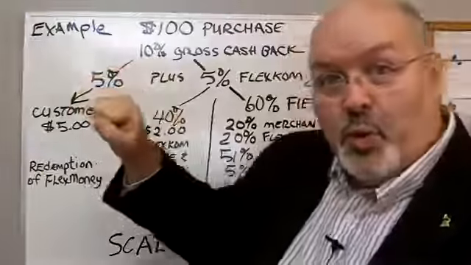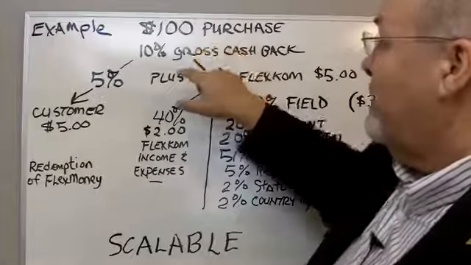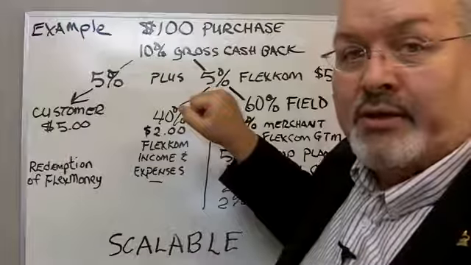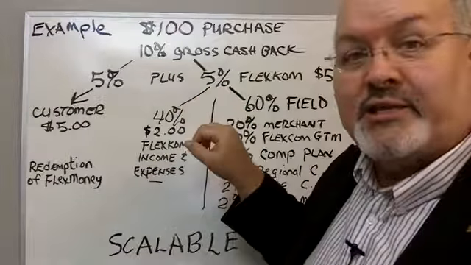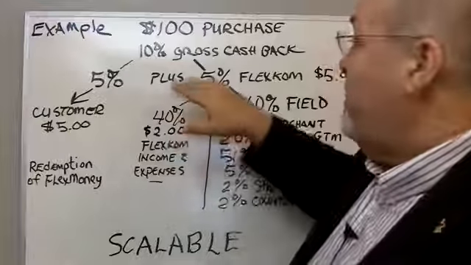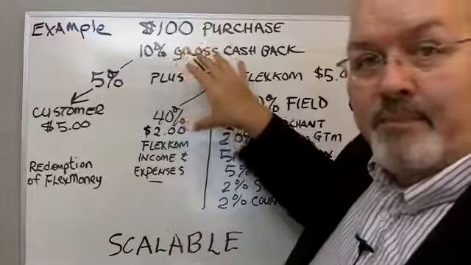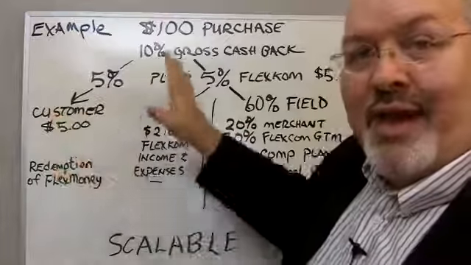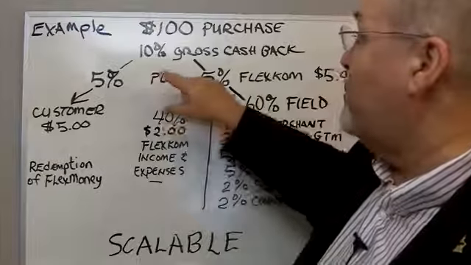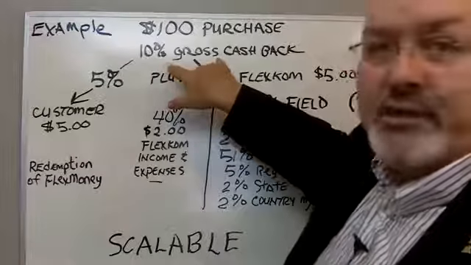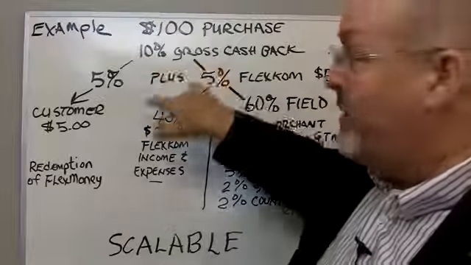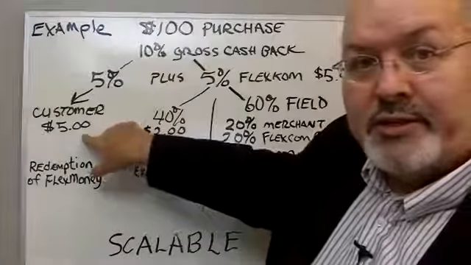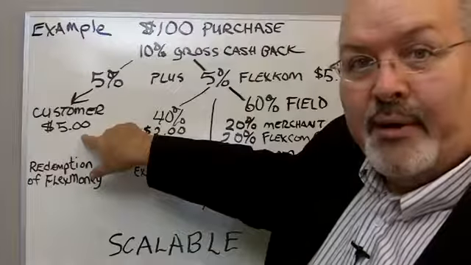Somebody comes in and makes a $100 purchase, and the merchant, the butcher, has already determined that he's going to give away a 10% gross cashback. Now, the reason I say it's a gross cashback is because in the Flexcom system, of the Flexcom program, half of it goes to the customer, half of it goes to Flexcom. So if the merchant decides that he's going to give a 10% cashback, that means that 5% or half goes directly to the customer when they scan their Flex app at his terminal.